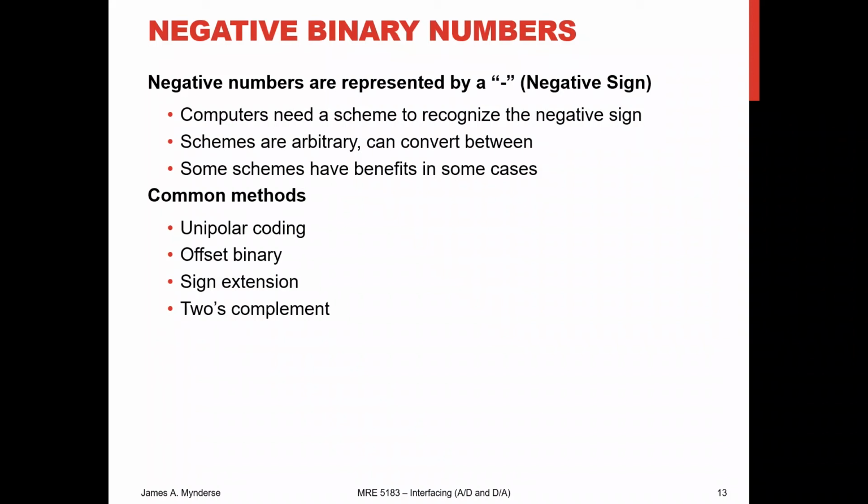So I've got 4 different methods here: unipolar, offset binary, sign extension, and 2's complement. These are 4 different ways to deal with a negative sign. And if you're reading through a data sheet, it might tell you for the particular device that you're using which method it's doing. Probably only going to be super relevant if you're looking at an analog to digital conversion chip. In that case, it'll spit out a digital value, and you need to know which one it's using.